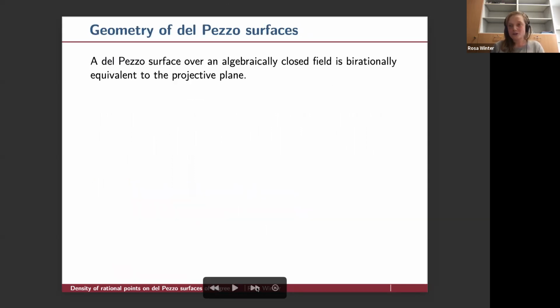Okay, so let's look at this geometry of Del Pezzo surfaces. I showed you that for the cubic surfaces, we know it very well, and this is completely the same for Del Pezzo surfaces of other degrees. So over an algebraically closed field, a Del Pezzo surface is birationally equivalent to the projective plane in the following way.